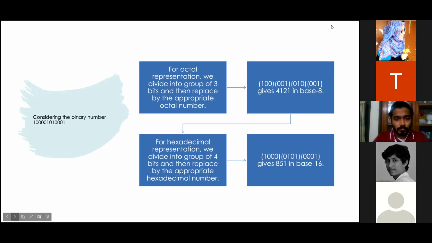For hexadecimal representation, we divide into groups of 4 bits and then replace each by the appropriate hexadecimal digit. For example, 1000 represents 8, 0101 represents 5, and 0001 represents 1, which gives 851 in base 16.